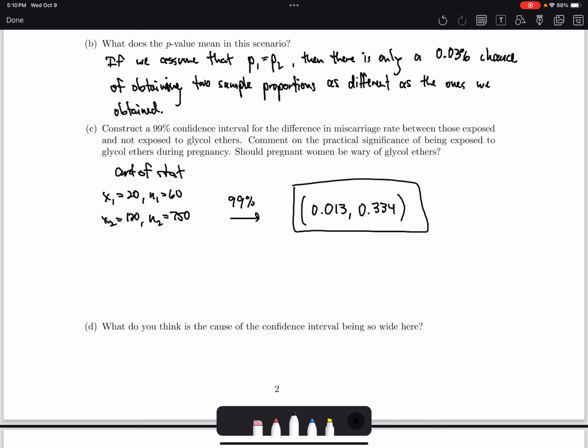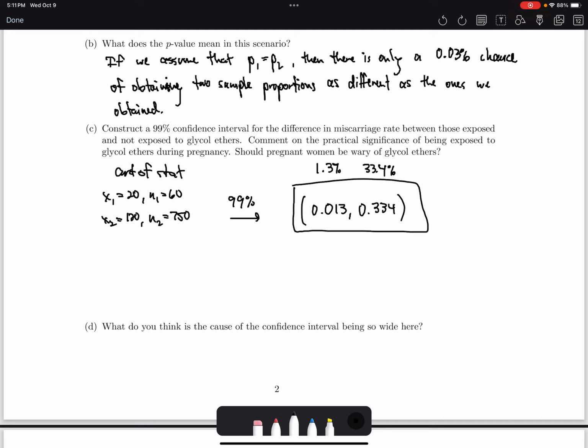Something that I'll point out to you is that that's a very wide interval. Man, that's a wide interval. We're saying that there's somewhere between a 1.3% and a 33.4% difference. So how significant is the difference in miscarriage rate? Well, potentially it's not that significant, right? Or it could be devastatingly significant, right? This interval is just very wide.